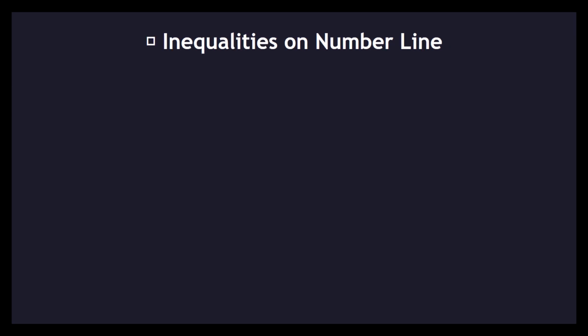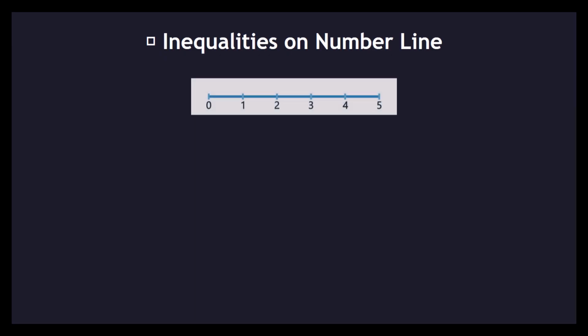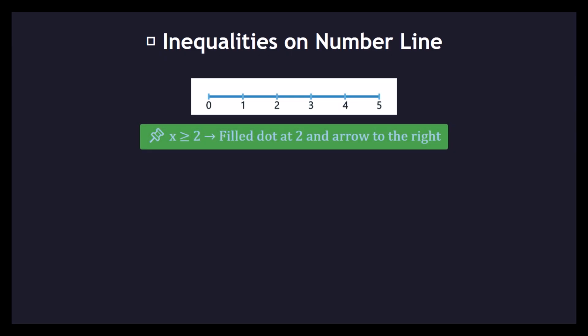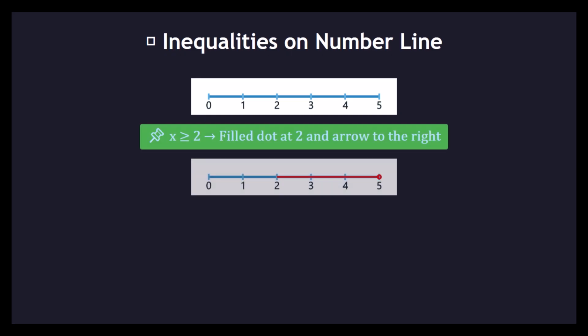Number lines are also used to show inequalities. Here is a number line from 0 to 5. To show x is greater than or equal to 2, we mark a filled circle at 2 and shade all numbers to the right. Here is a number line from 0 to 5, where it shows 3, 4, 5 are greater than 2. Let's quickly review.